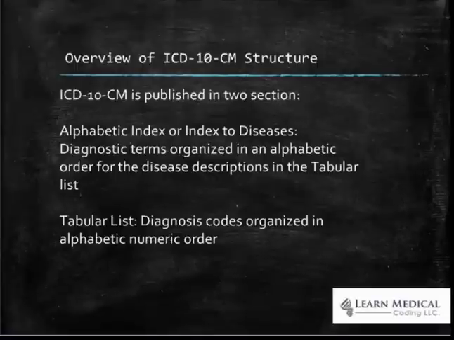There are two main sections within the ICD10CM layout. You have your alphabetic index or index to diseases. This is where you're going to find diagnostic terms listed in alphabetical order. This is where your coding begins, okay? Then you're going to verify these codes in your tabular list, which is found towards the back of your book. So your coding starts with the alphabetic index, or the index to diseases, which is the same thing. And where you verify your codes is your tabular list. So it starts there and then you go to your tabular list to verify your code.